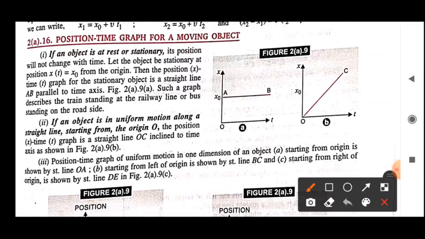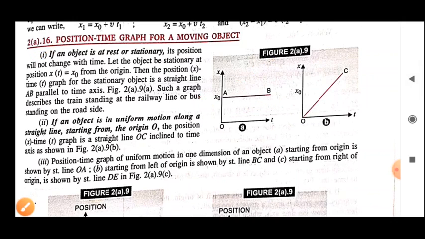Now let's see some of the graphs, the position-time graphs for a moving object. The first graph is for an object at rest or stationary. If the object is at rest, its position is not changing with time. The position is already x0 at the start, and even after time t its position is maintained at x0. So this is the graph for the object at rest.